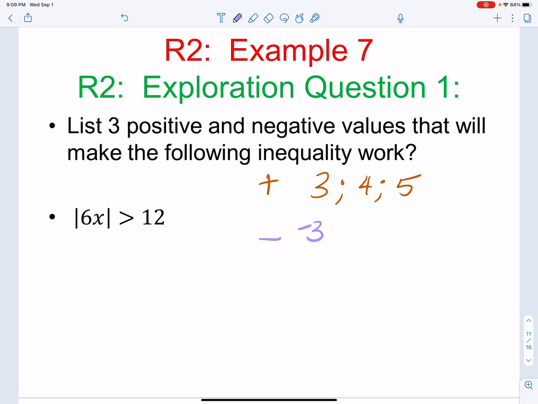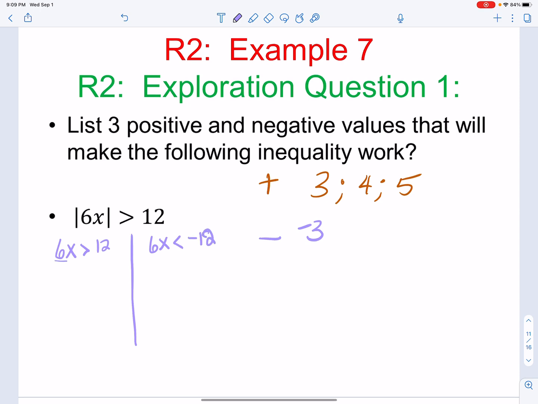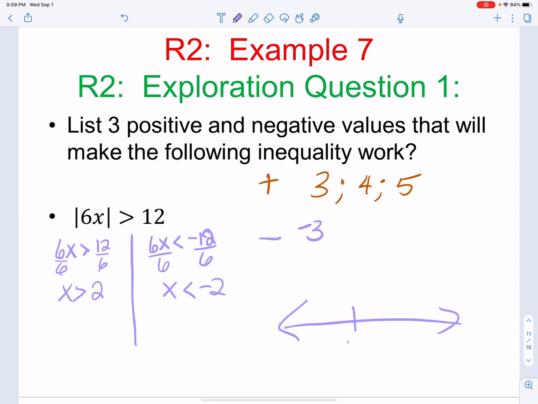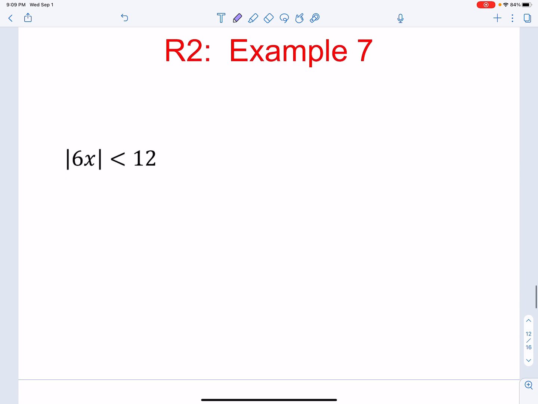So again, this is going to need two equations. You're going to say one that is positive, and you're going to say one that is negative. But when you do the negative one, you have to flip the sign. So here I would divide by 6, and x is greater than 2. And here I would divide by 6, and x is less than a negative 2. So this is an or because you're saying less than a negative 2 or greater than 2. Okay? So on all of these, you're going to have to write two equations.